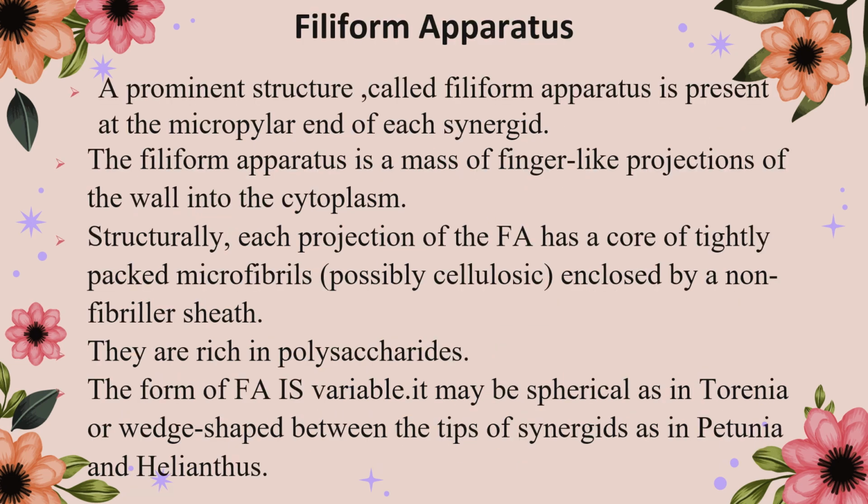We already know that these synergids towards the micropylar end are provided with a filiform apparatus, a prominent structure which is present at the micropylar end of each synergid. This apparatus is a mass of finger-like projections of the wall into the cytoplasm. Structurally, each projection of the filiform apparatus is a core of tightly packed microfibrils made up of cellulose and enclosed by a non-fibrillar sheath. They are rich in polysaccharides. The form of the filiform apparatus is variable. It may be spherical, as in Thunbergia, or wedge-shaped between the tips of synergids, as in Pittonia and Helianthus.